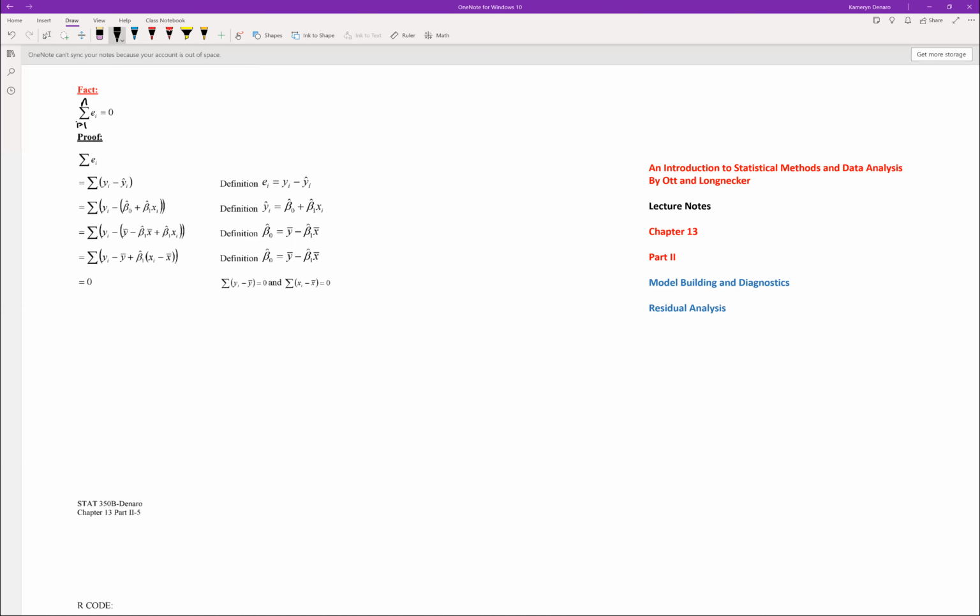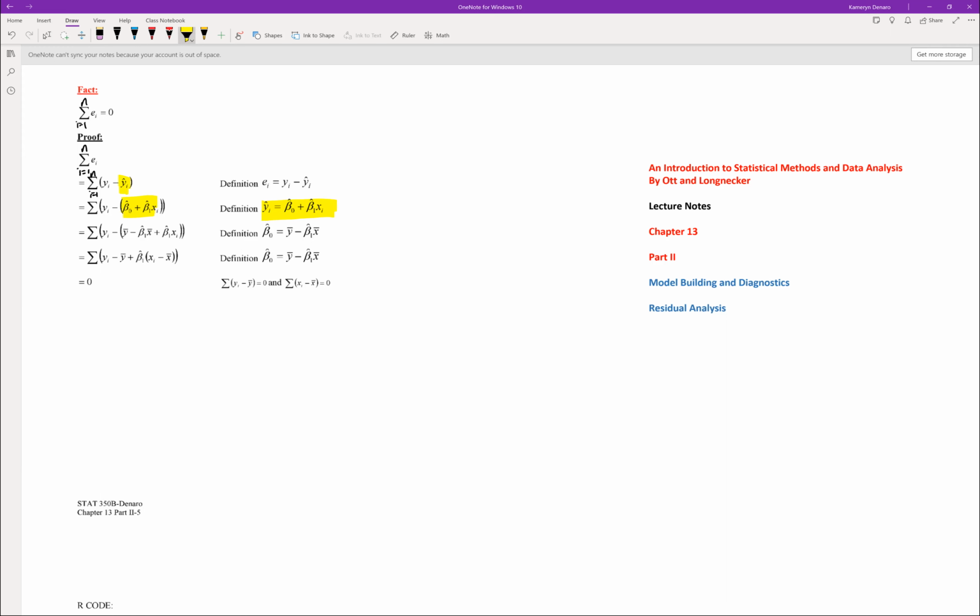We have the summation i equals 1 to n of our residuals e_i equaling 0. So let's first think about the summation of our e_i's. Well, by definition, that is the summation of our y_i's minus our y_i hats. From there, we can substitute in that our y_i hats are equal to our beta 0 hats plus beta 1 hat x_i's. Right here, we're substituting.